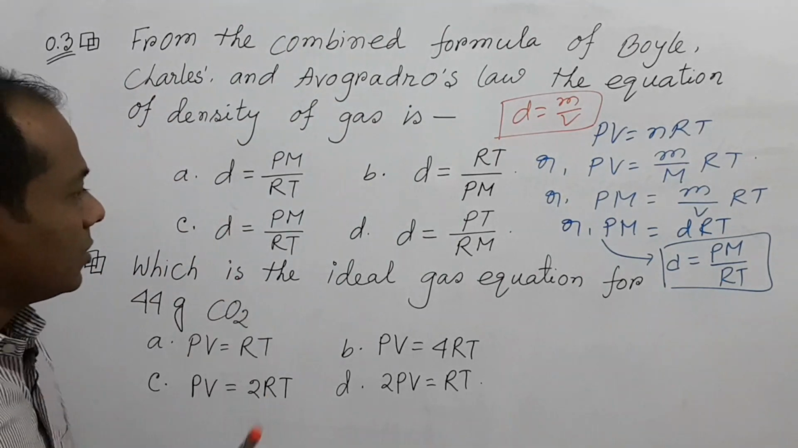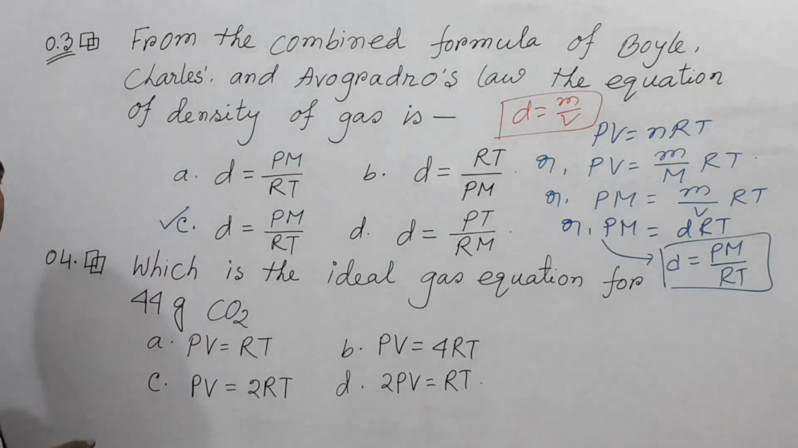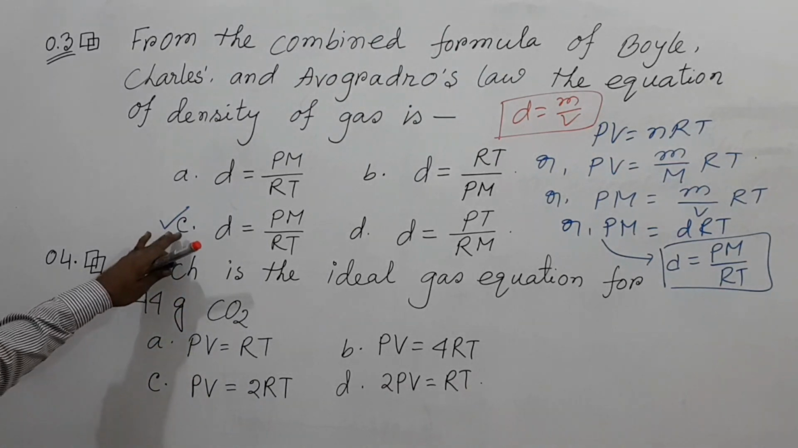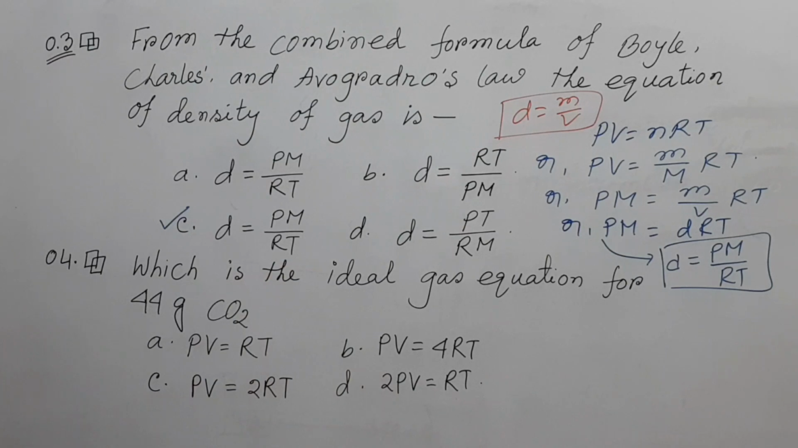And so, we can write here, that means C is the correct answer. D equals PM by RT.